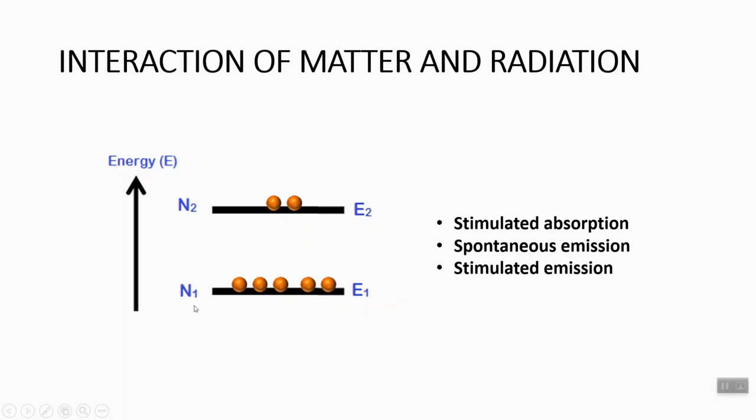The radiation may be viewed as a stream of photons, each photon carrying an energy h nu, where h is the Planck's constant and nu is the frequency of incident radiation. If h nu is equal to E2 minus E1, the interaction of radiation with matter leads to three distinct processes in the medium, that is stimulated absorption, spontaneous emission, or stimulated emission.